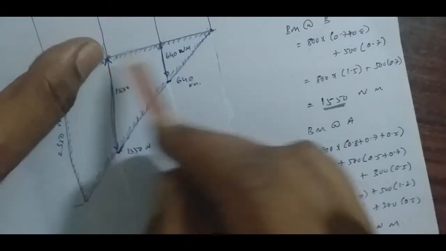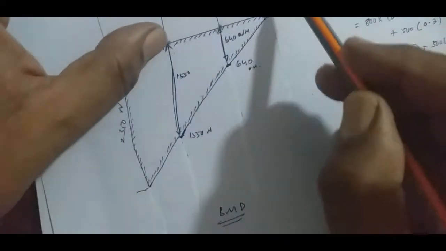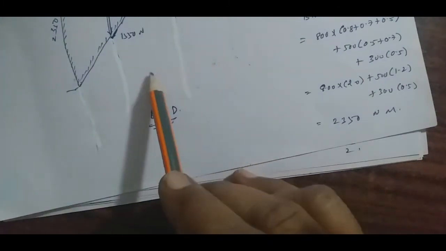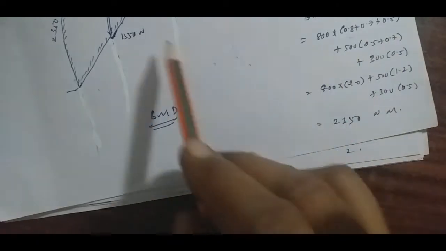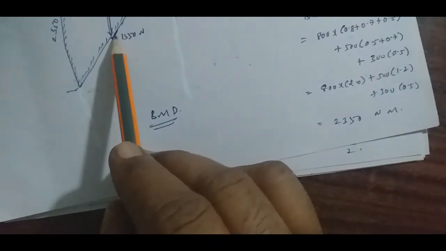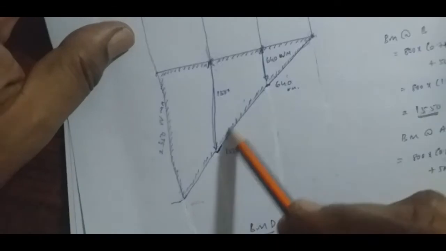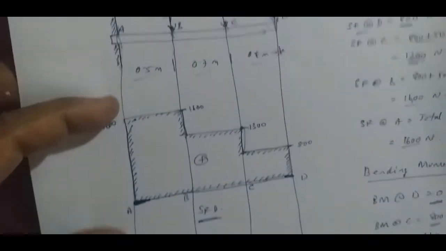That is at the point B. At point C, we have calculated 640. Here it is 0. Now at point A, 800 into the total distance 0.8 plus 0.7 plus 0.5, plus 500 into this distance 0.5 plus 0.7, plus 300 into this 0.5. Adding all the distances and multiplying with the respective forces, you will get the bending moment value here. So mark separately like this, you will have a straight line. So this is the bending moment diagram. Here you have to calculate it.